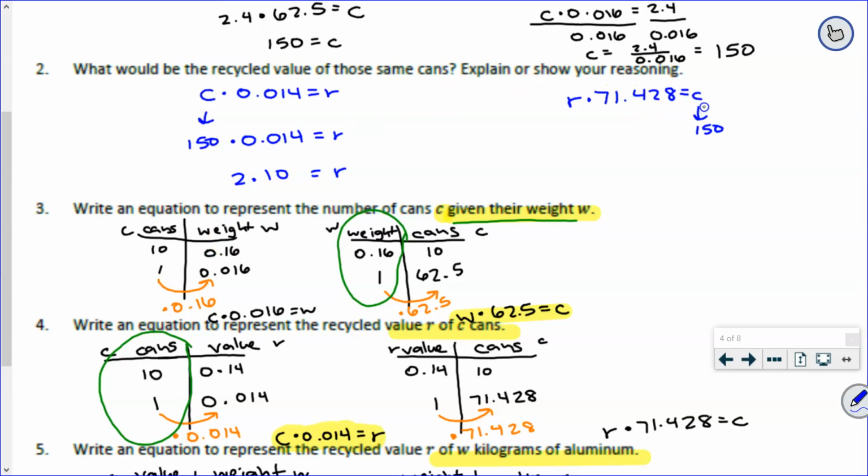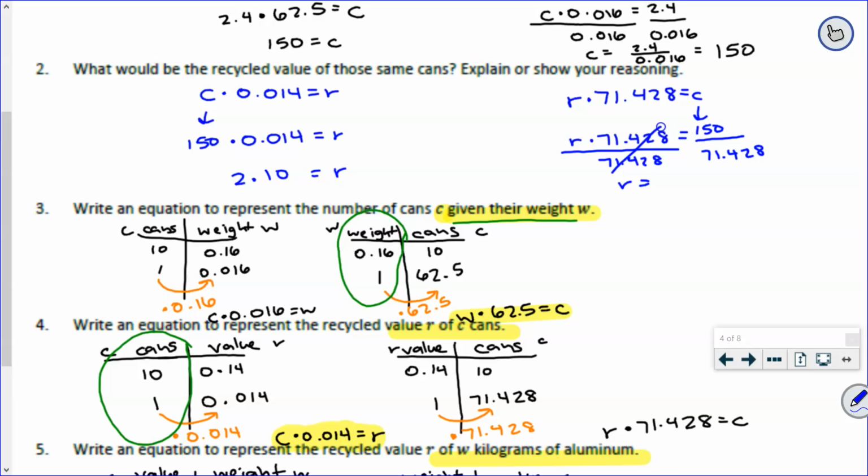Okay, what if we did it this way? Is there a little bit more work involved? Sure. But is it okay? Can we still use that equation if that's the one we chose to use? Yeah. What's happening to R? We're multiplying. How do I undo multiplication? Division. There might be some rounding issues here because of where we rounded our numbers earlier.